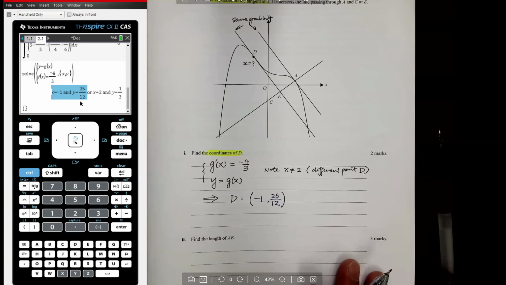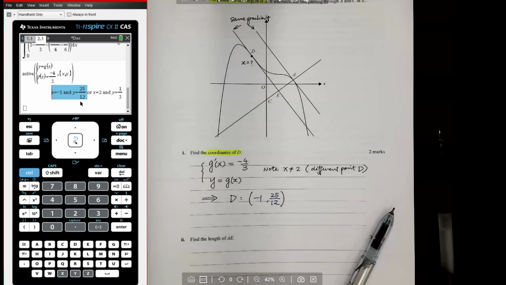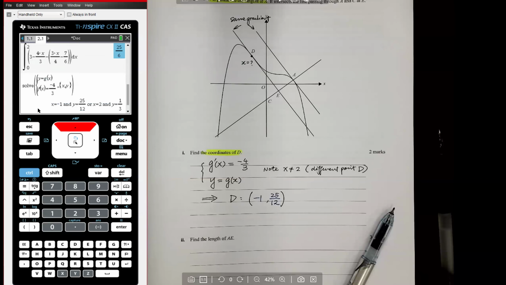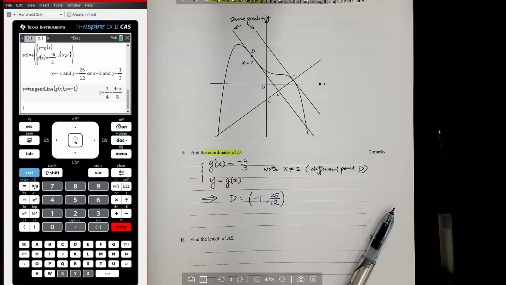And lastly, if we want to find the distance AE, here I would like you to look for the tangent equation first, because you need to have the tangent equation. What I'm trying to say is you probably need to find one equation and this normal line equation, and solve simultaneously for the point E. So I'll go back, use the tangent line command, but this time because the point D has x value minus 1, this is the new equation.